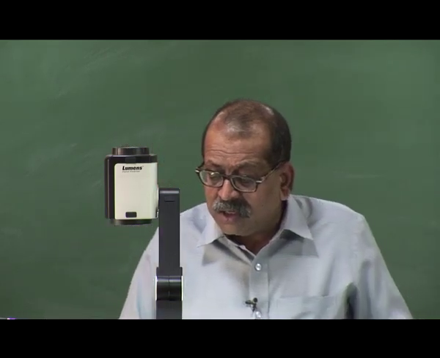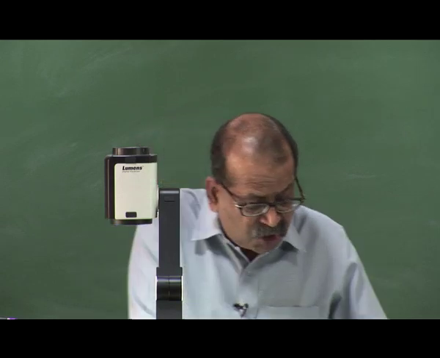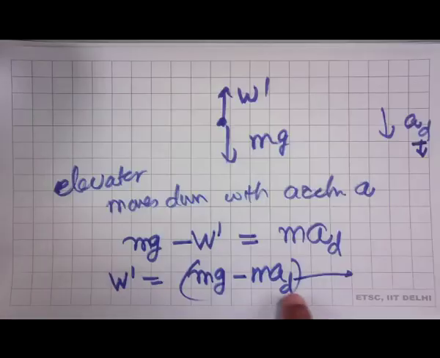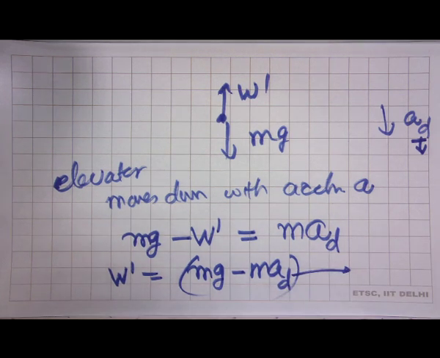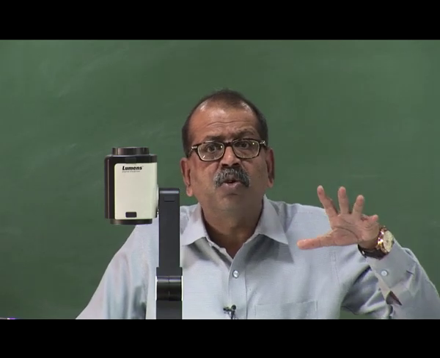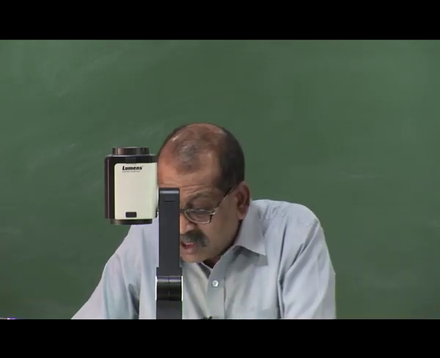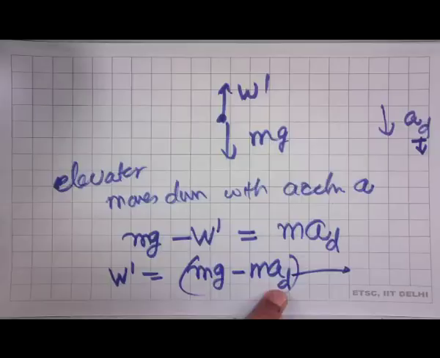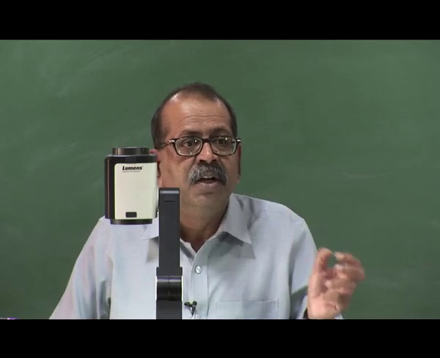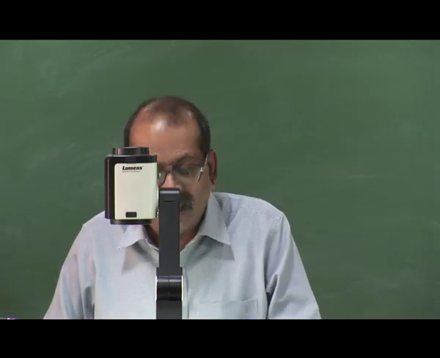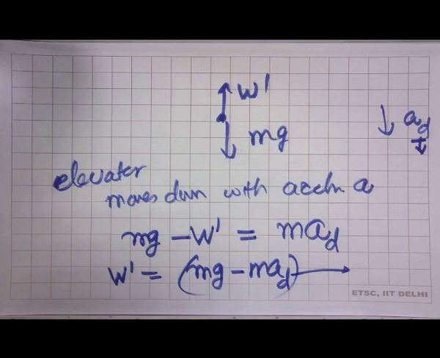Now, one thing we realize, while we have talked of the change in weights, these changes come with acceleration in the downward or upward direction. If the elevator is moving up or down with a constant speed, then the acceleration will be 0 and the weight read by the scale will still be mg. It is only when the elevator is accelerating up or down that the scale changes its reading.